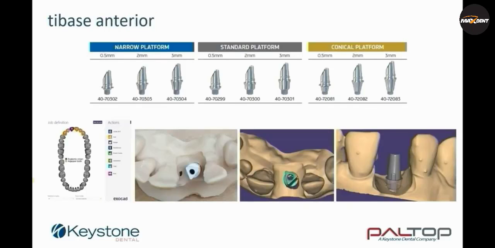Paltop introduced the tie base anterior for improved aesthetics in the anterior region. The tie base anterior is available for the narrow platform, standard platform, and conical platform in different cuff heights.